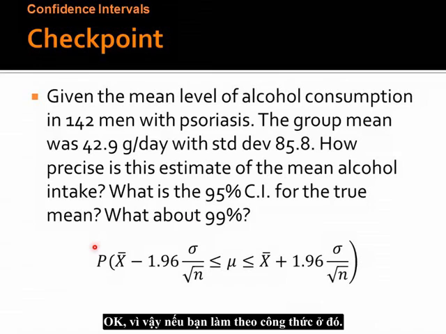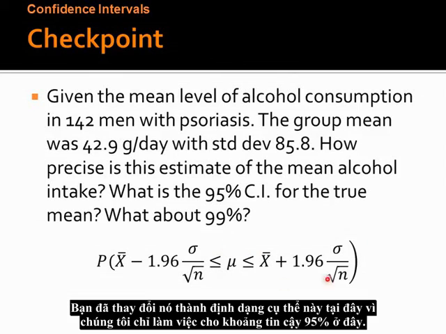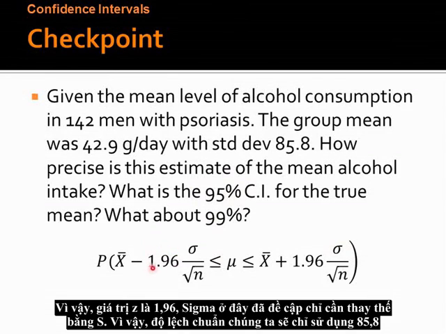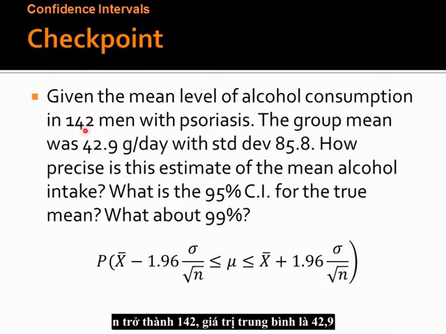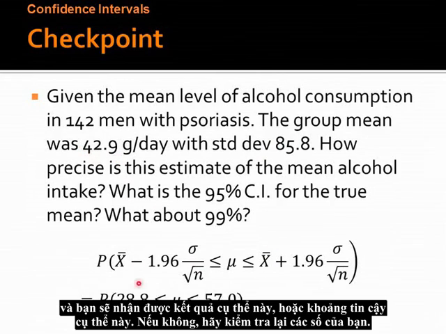Okay. So if you follow the formula over there, you change it into this particular format here. Since we're only working for the 95% confidence interval, the Z value here is 1.96. As mentioned, sigma here you just replace with S, so the standard deviation will be 85.8 here, and n becomes 142. The mean value here is 42.9, and you should have gotten this particular confidence interval. If not, check your numbers again.